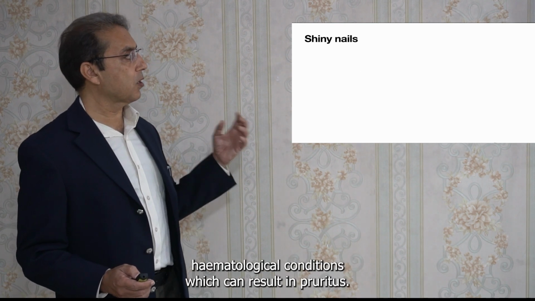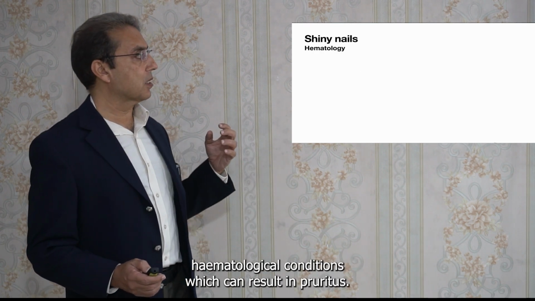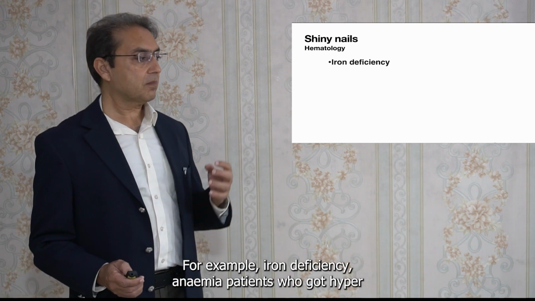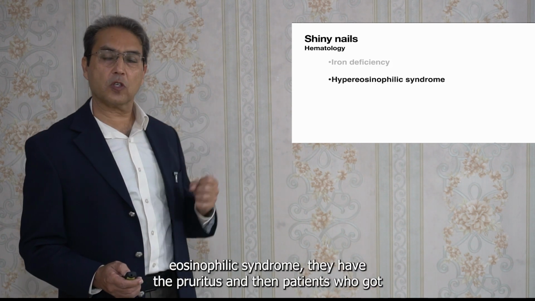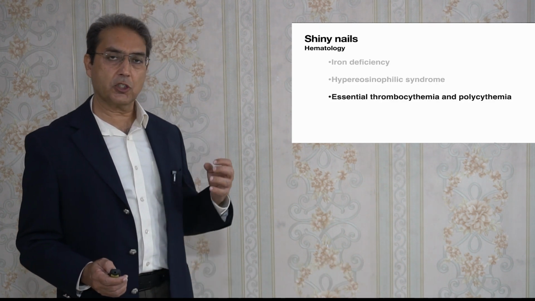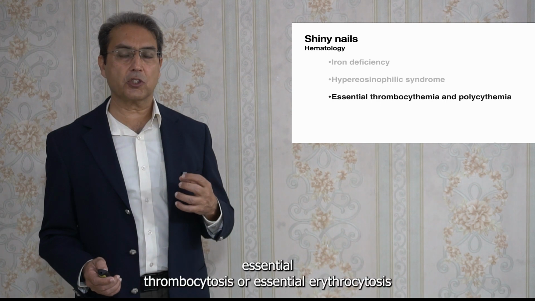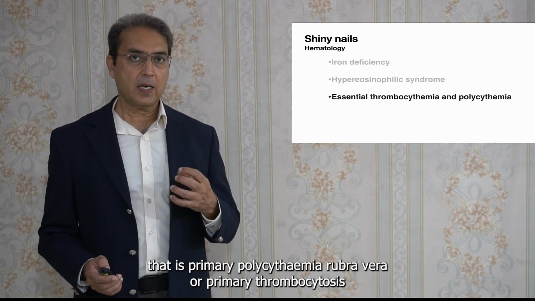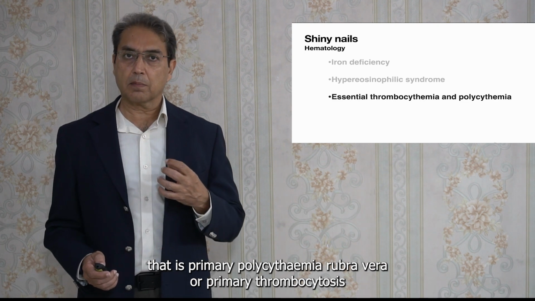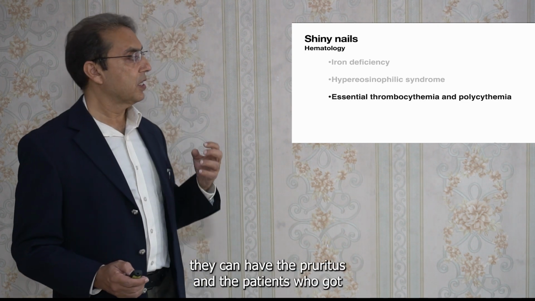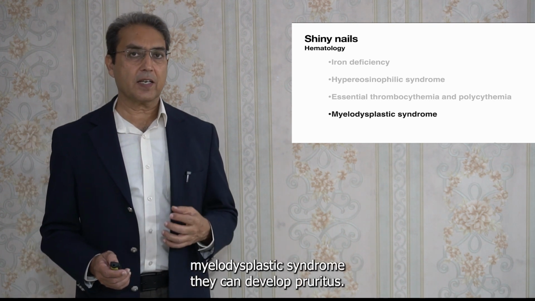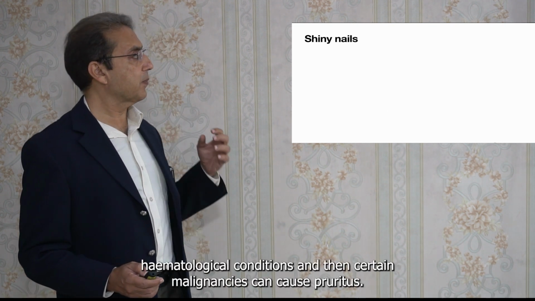And then there are hematological conditions which can result in pruritus. For example, iron deficiency anemia. Patients who have hypereosinophilic syndrome have pruritus. And then patients who have essential thrombocytosis or essential erythrocytosis, that is primary polycythemia rubra vera or primary thrombocytosis, can have pruritus. And then patients who have myelodysplastic syndrome can develop pruritus. So these are different hematological conditions.